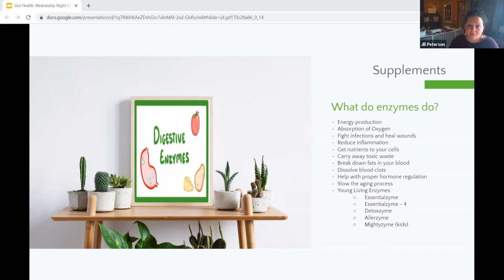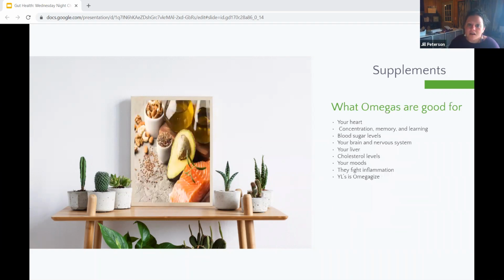Start to take an enzyme supplement because it'll do you a load of good. Last supplement is omegas, omegas 3, 6, 9s, and 12s. They literally help everything in the body communicate.